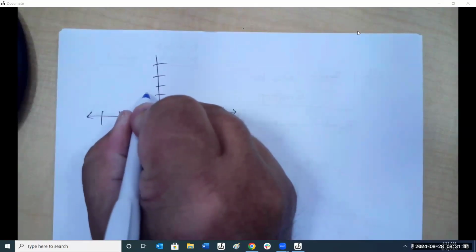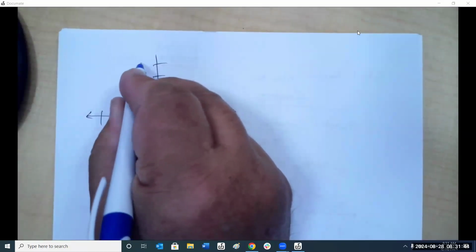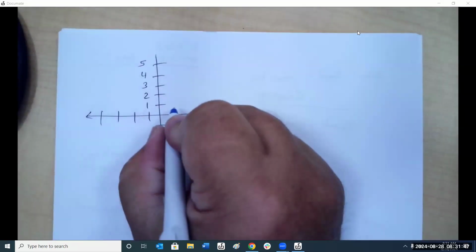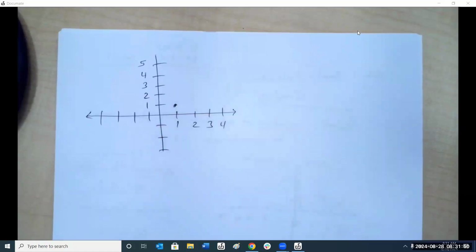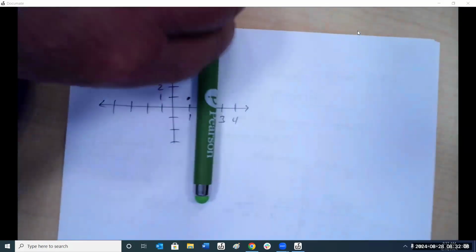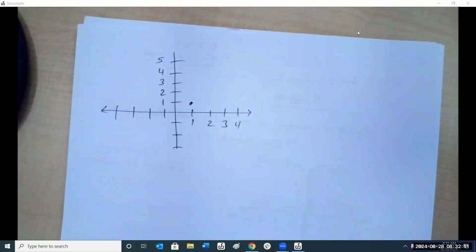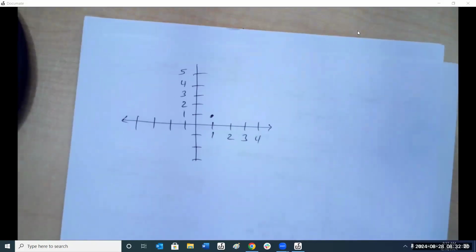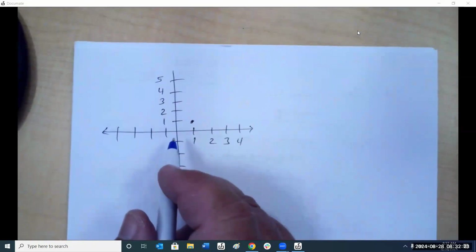I'll only use the first quadrant, to make it easier for us. I'll give you the first point. Can we define the equation of a line going through that point? How many lines can go through that point? 1, 2, 3, 4. An infinite number of lines. What do you need in order to define a specific line? We can't do it with 1 point. What do we need? We need 2 points.